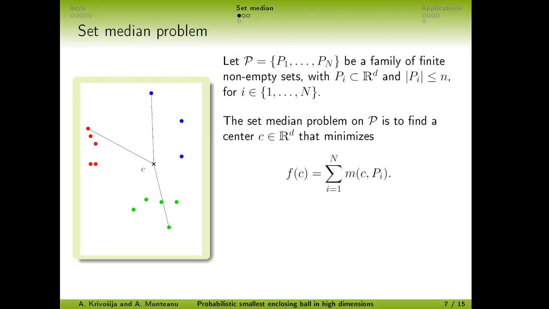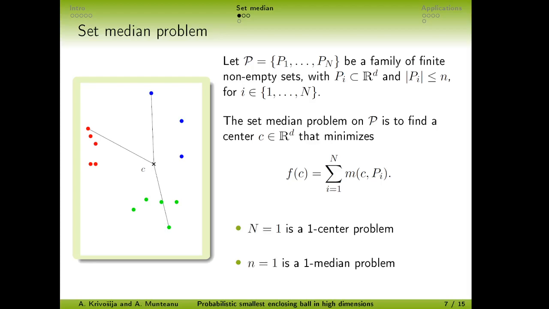We need first to solve the set median problem. Given a finite family of big N non-empty sets, where each set contains at most small n points from R^d, the problem is to find a center C such that the sum of the distances from C to the input sets is minimized. Here, blue, red, and green sets.